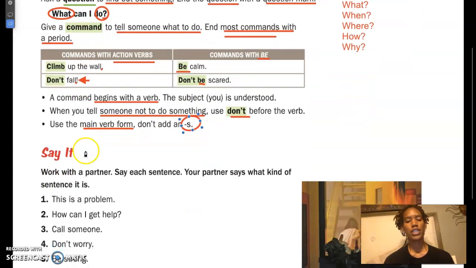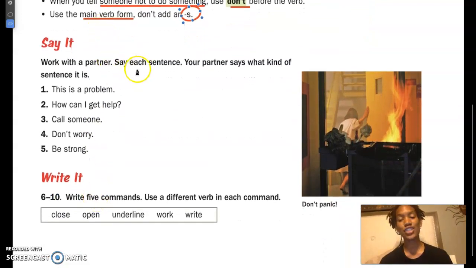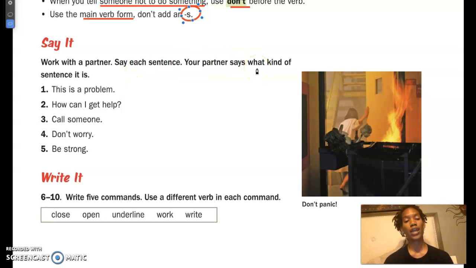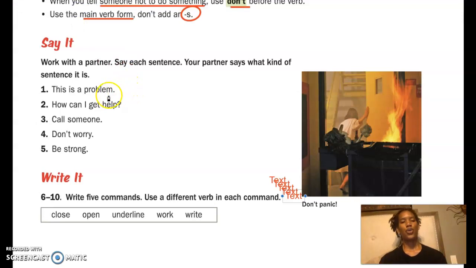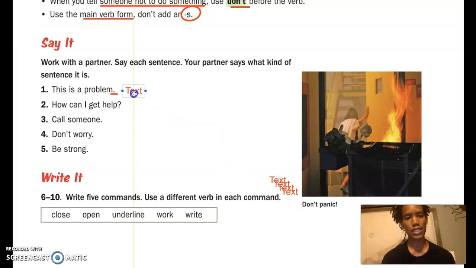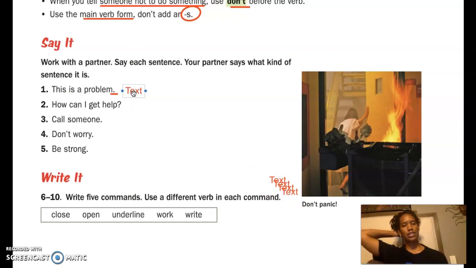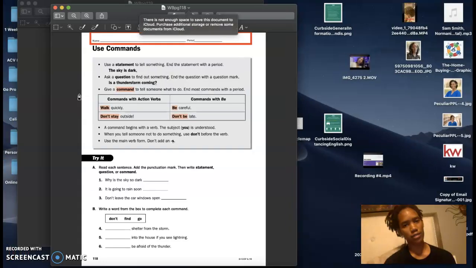All right. So let's look at these sentences down here. It says work with a partner, say each sentence. Your partner says what kind of sentence it is. All right. So that means we're going to need a few text boxes. All right. So the first one, this is a problem. Now, first thing, it ends with a period. So that means it is either a statement or a command. Now, number one, is it telling us to do something, or is it just telling something?